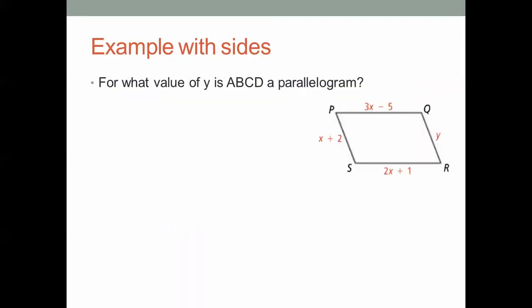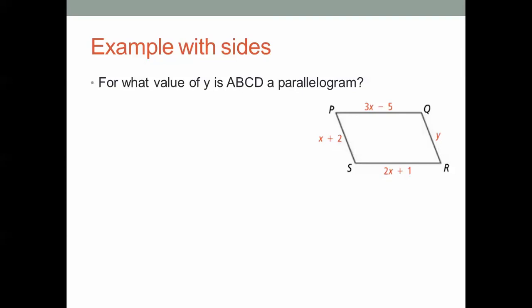So let's look at this first example. It says for what value of y is, and it's not A, B, C, D, it's P, Q, R, S. So that's a typo, sorry. For what value of y is PQRS a parallelogram? Well, since I only have sides, I know that opposite sides either need to be parallel, or I need to be able to prove that opposite sides are congruent.